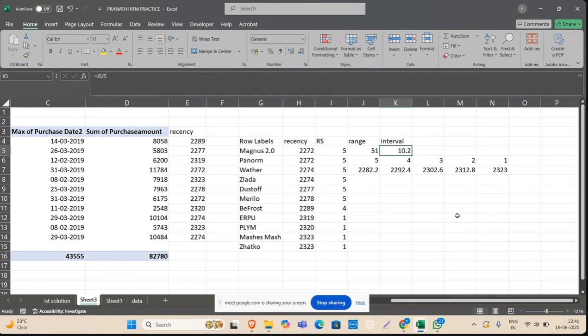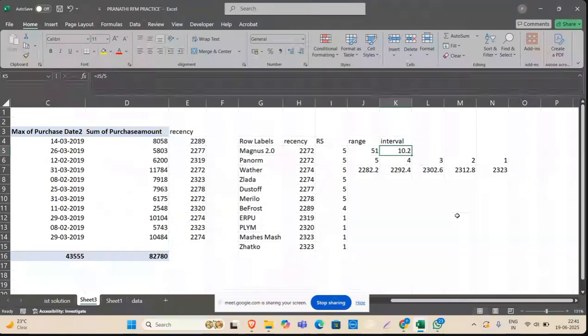Okay, so to find out the interval for this score 4, we need to add this 2282, I mean this score 5 value, plus interval. And then for the next one again, 2292 plus 10.2, like that. For 3, it's like 2292.4 plus 10.2, like that.